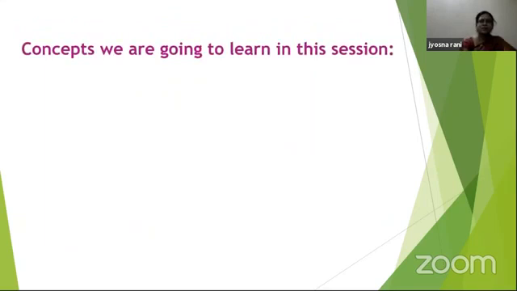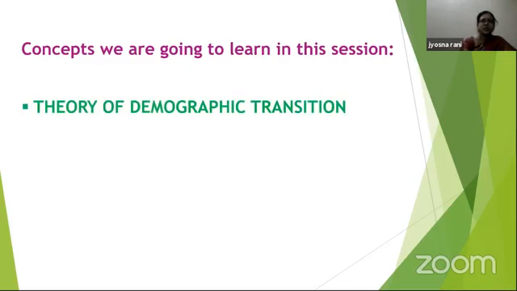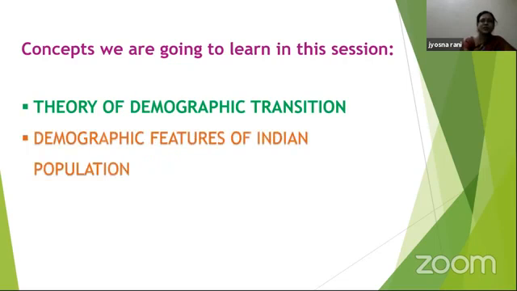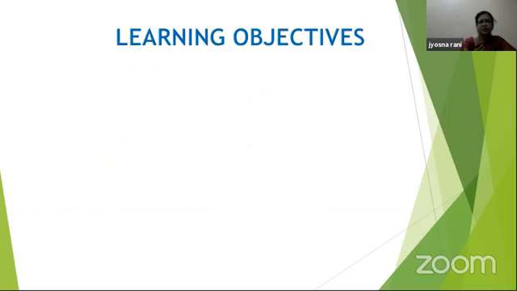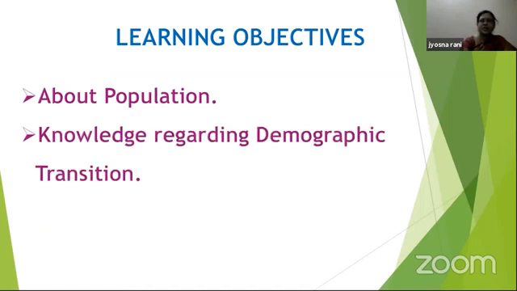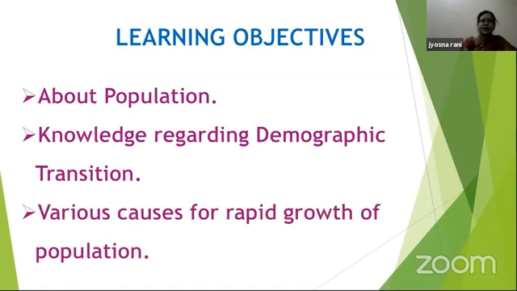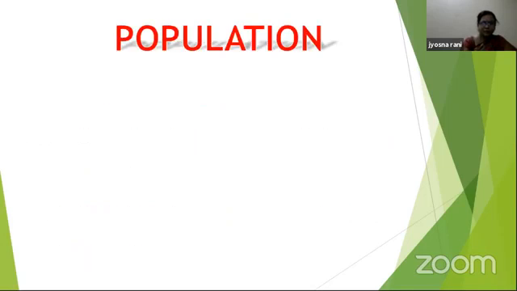And the concepts which we are going to learn in this session are the theory of demographic transition, demographic features of Indian population, and causes of rapid growth of population in India. And children, after the discussion of this unit, these are the things which we are going to learn about: the population and knowledge regarding demographic transition and the various causes for rapid growth of a population.